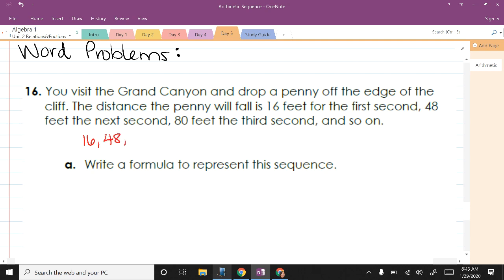48, and then 80. So there's our pattern. Y'all see it? And then it keeps on going until it hits the bottom of the canyon, which is going to be a long way. All right. Write a formula to represent this sequence. Well, we're going to use that formula.